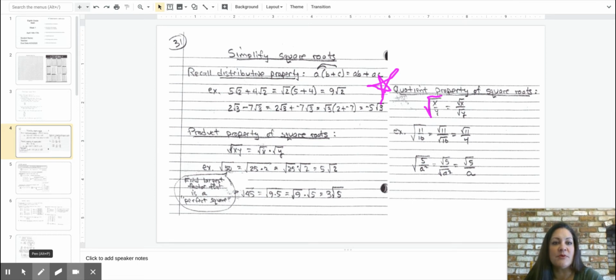Here's our examples. Square root of 11 over 16. Separate that out, square root of 11 over square root of 16. And 16, of course, is a perfect square, so that gives us square root of 11 divided by 4. Right here, this is what shows us that quotient property. So if we have 5 over a squared, separate it out, square root of 5 over square root of a squared equals square root of 5 over a.